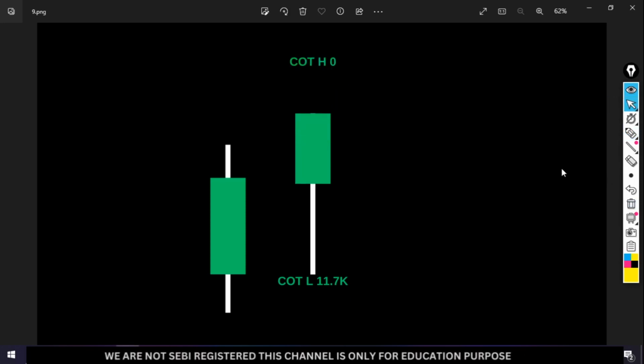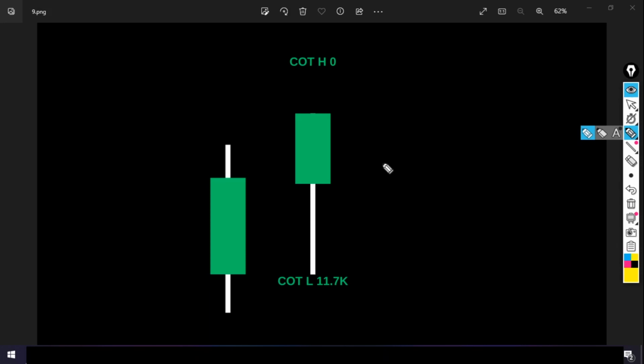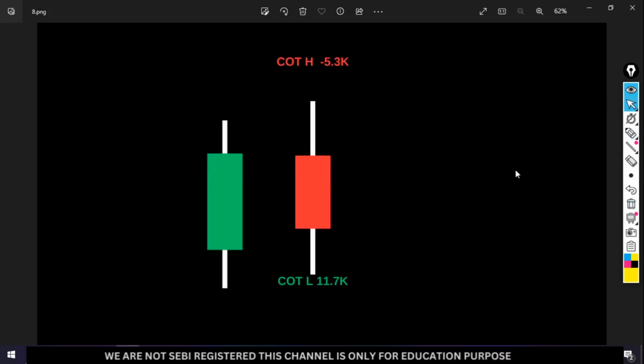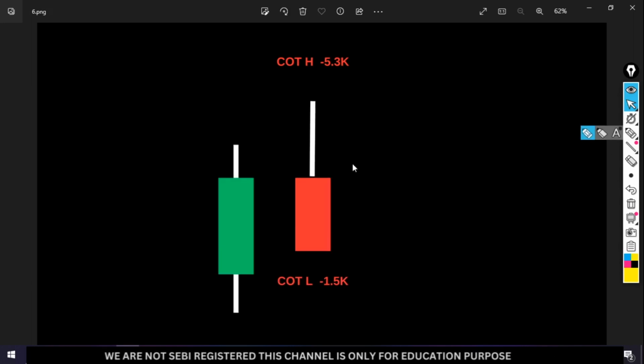There is one thing that I need to tell you: whenever you see a great number of COT high and COT low values in green or positive, that means we have a huge number supported by the limit buyers, okay? Otherwise, you can consider that this zone may act like a resistance. There are so many ways to analyze this, right? Previously we have seen that when the COT high and COT low value represents 0, that means we have a huge number of sellers available on this candle, right?